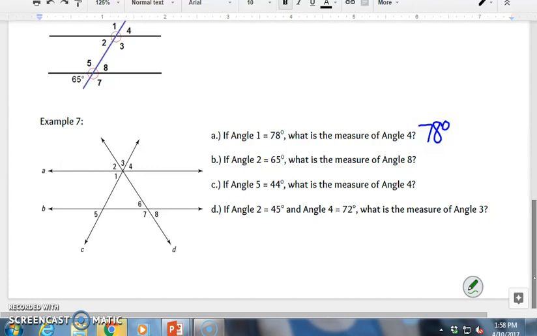So 7B, so this is kind of like a whole new problem. If angle 2 is 65 degrees, then what is the angle measurement of angle 8? Angle 2 and angle 8, they are outside of the parallel lines, and they are on opposite sides. So those are going to be alternate exterior angles with one another. So that means angle 8 would also have to be 65 degrees. Guys, as you can see, they look to be the same size. They're both acute angles.